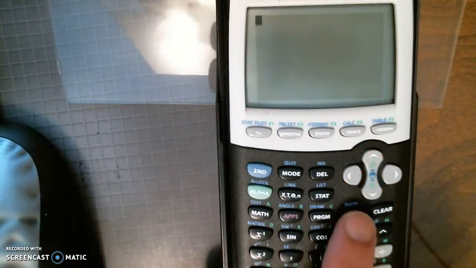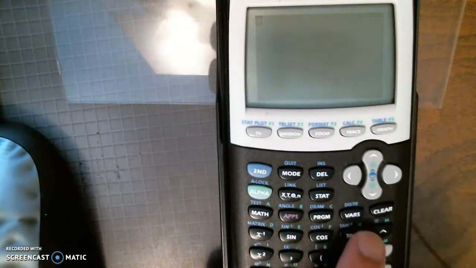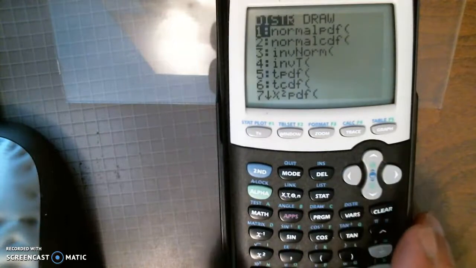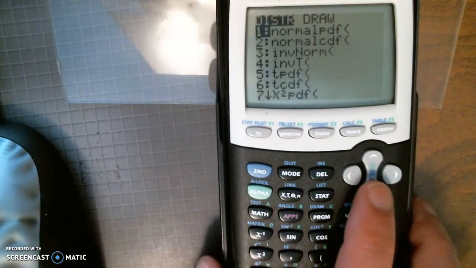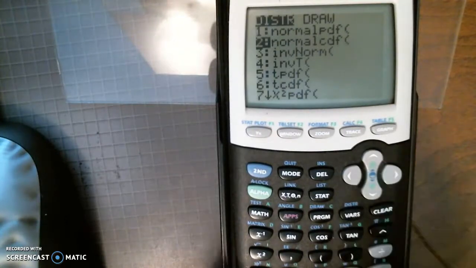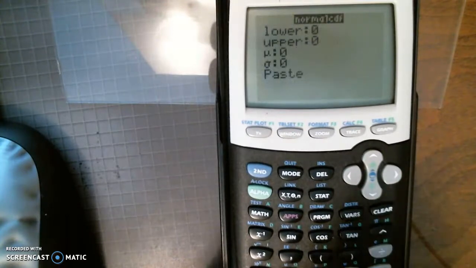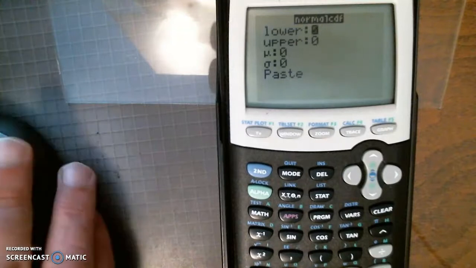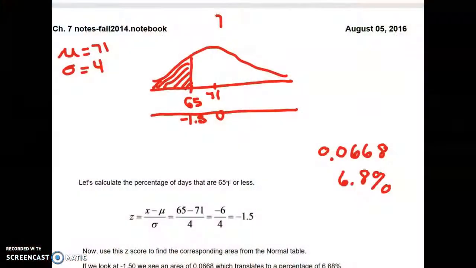What we're going to do here is under vars, right above there's distribution, and that's what we're looking for, the normal distribution CDF. So there's my distribution page. If I go down one to normal CDF and hit enter, I'm going to get this page. The first thing we're looking for here is the lower bound. As I said before, this goes on forever in the negative direction. It doesn't stop right here.